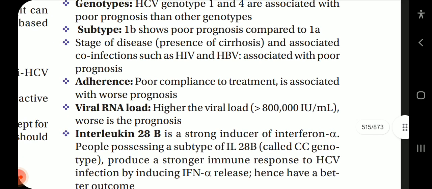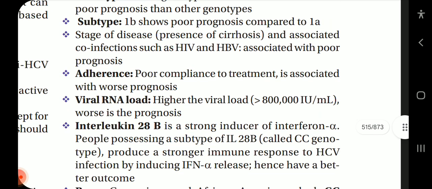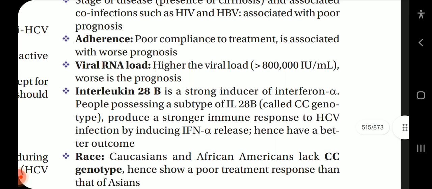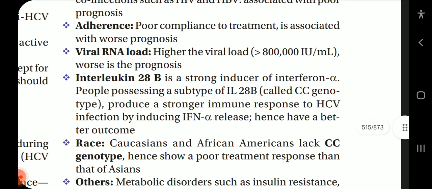Stages of disease. Presence of cirrhosis and associated co-infections such as HIV and HBV are associated with poor prognosis. Adherence: poor compliance to treatment is associated with worse prognosis. Viral RNA load: the higher the viral load, more than 8 lakh international units per ml, the worse is the prognosis.